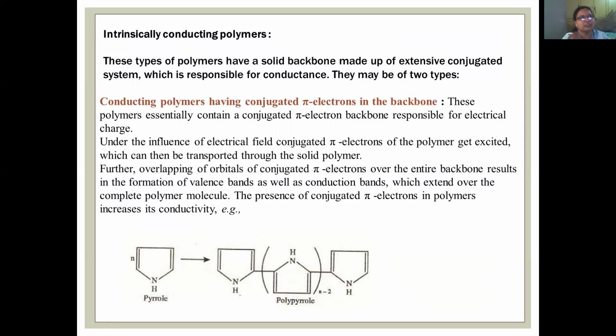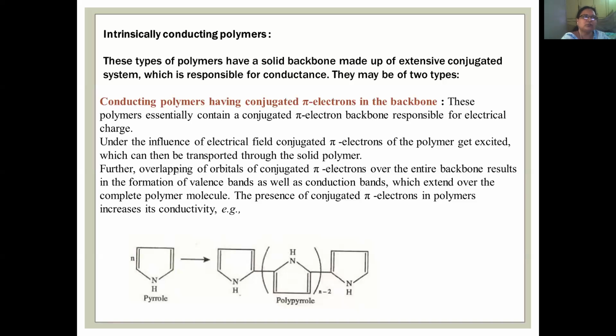First thing is conducting polymers having conjugated pi electrons in the backbone. What is meant by conjugation? Presence of alternate double bonds. So if they have alternate double bonds, that is pi electrons in the backbone, then they are able to conduct electricity. So these polymers essentially contain a conjugated pi electron backbone responsible for electrical charge. The pi electrons of the polymer get excited, which can be further transported through the solid polymer.